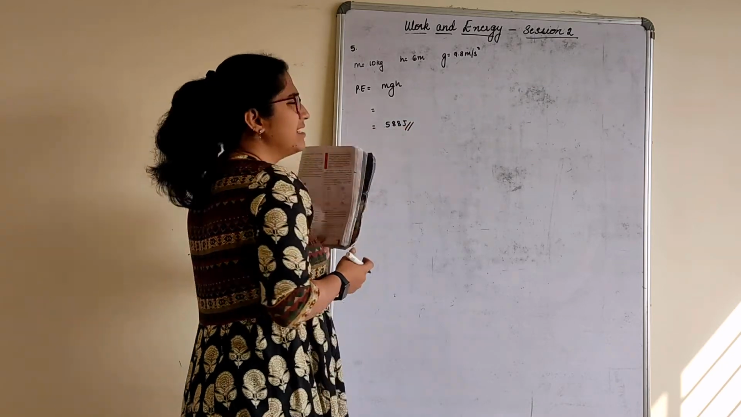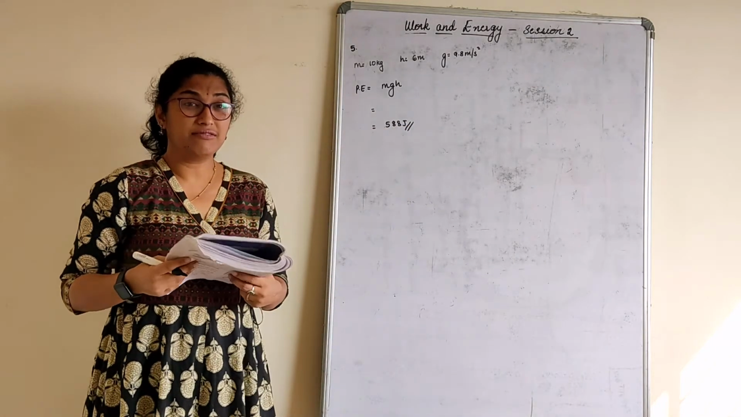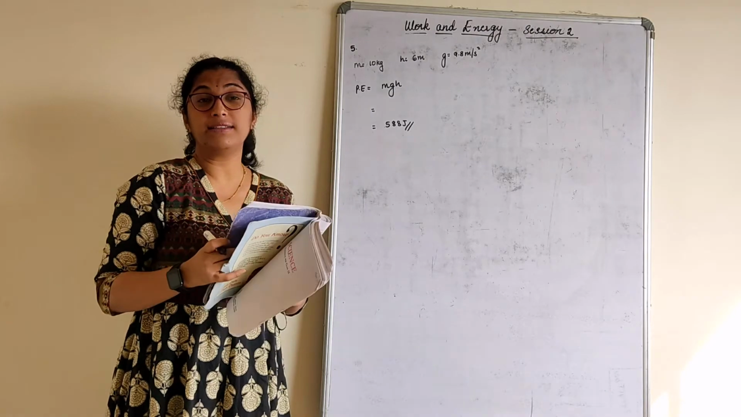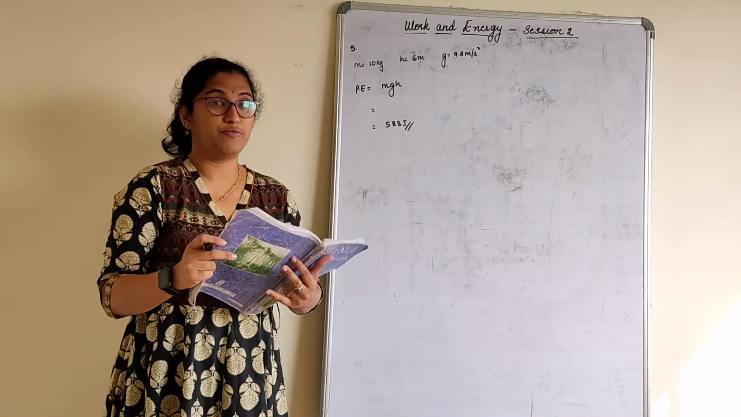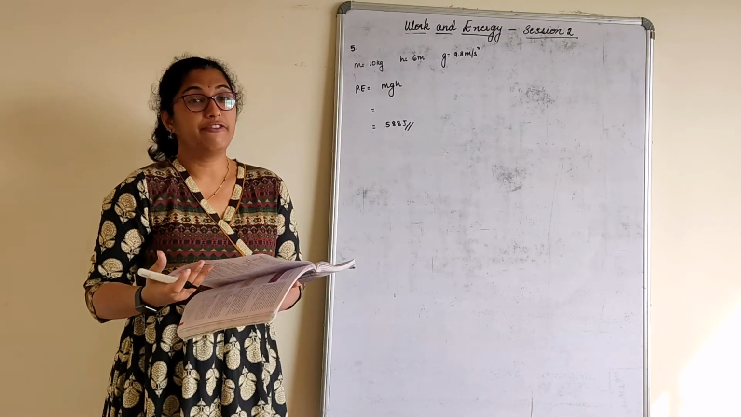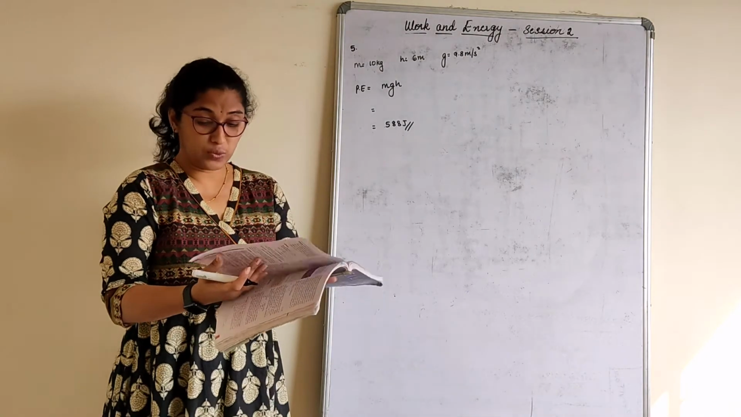Substitute, multiply, 588 joules. The numericals are very simple, rather than what you have solved in the motion chapter, force and laws of motion. With respect to that, these sums are quite simple.